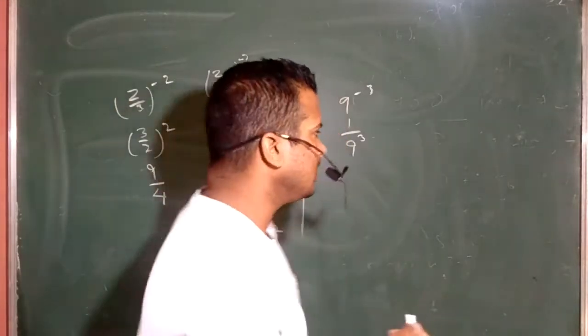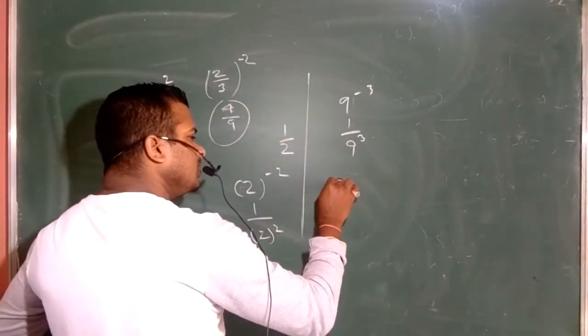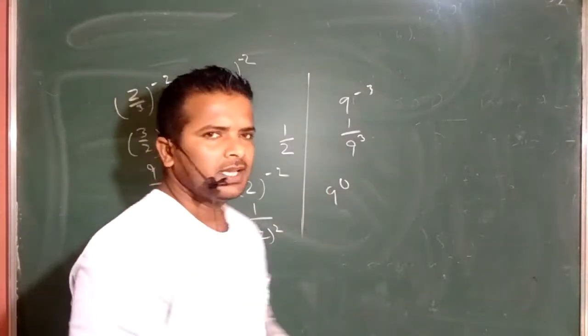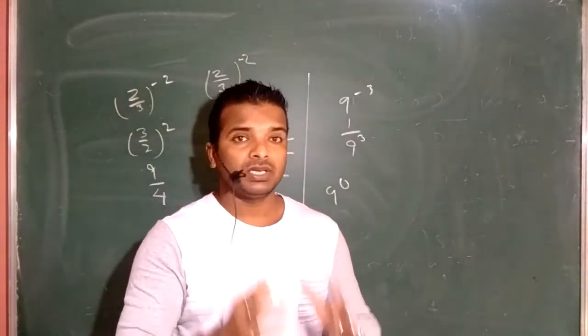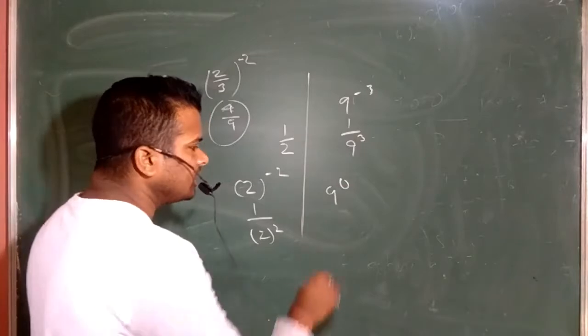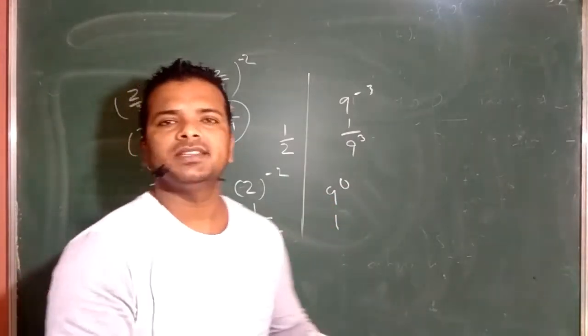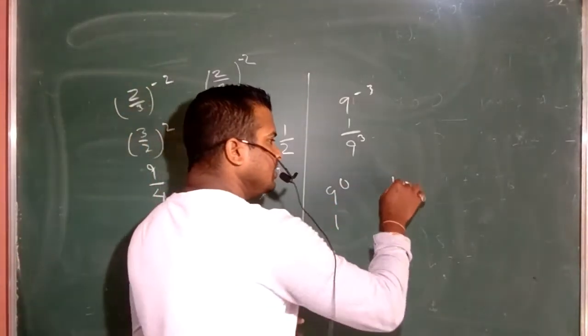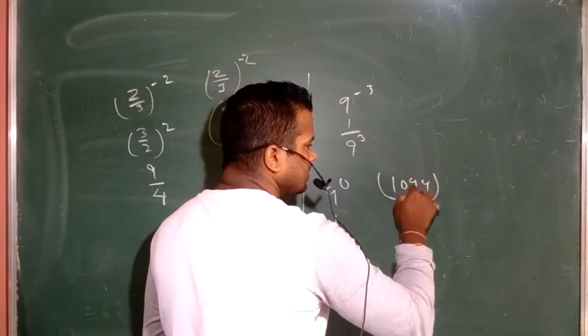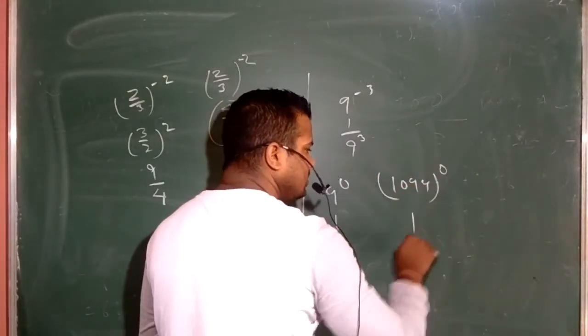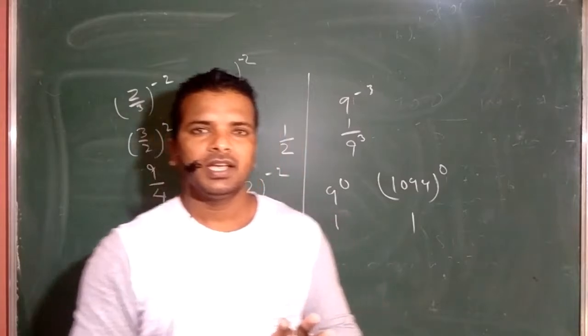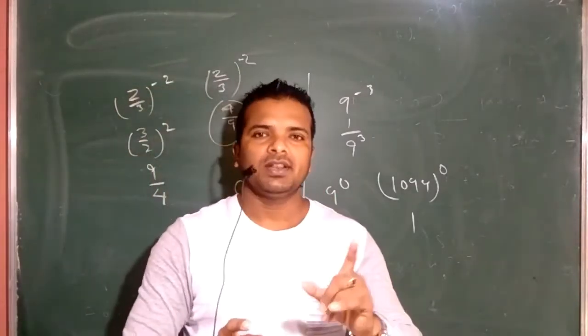Okay. The next one is what? Suppose any number, 9 to the power 0. Any integer whose power is 0 is considered as 1. Any integer, if it is 10945 to the power 0, the answer is 1. Okay. Anything whose power is 0, we are taking it as 1.